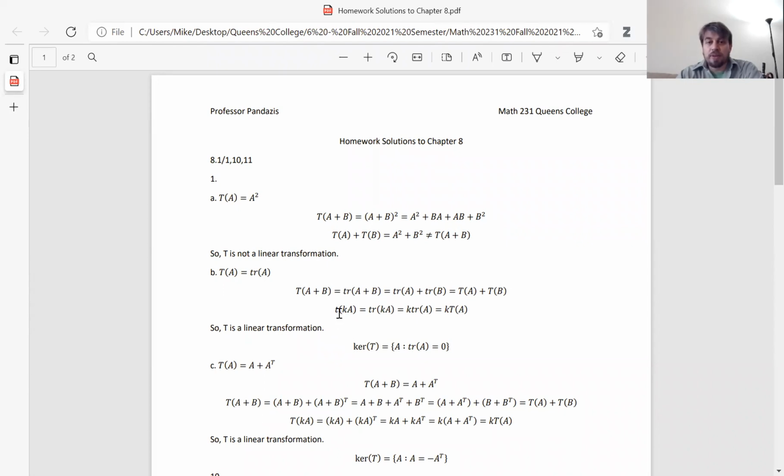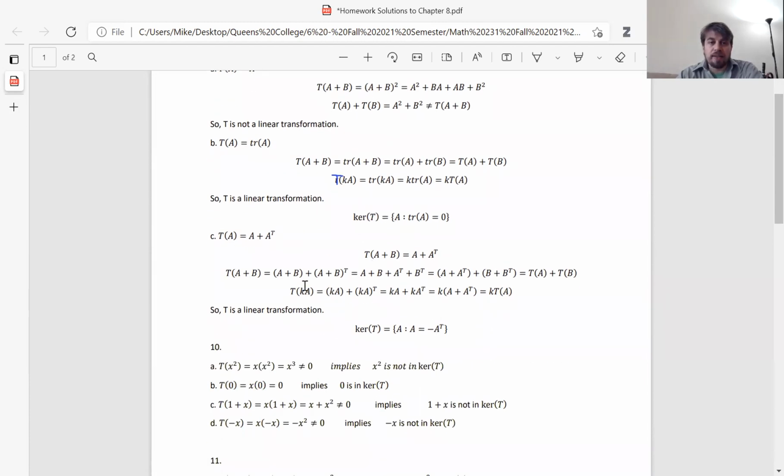Then if you take the trace of K times A, sorry, this is capital T. That's just a capital T here. It's capital T, okay? So in the file, that's a capital T. So capital T of KA is equal to the trace of KA, which equals K times the trace of A, which equals K times T of A. Okay, and so T is a linear transformation. And now the kernel of T is just the set of all matrices A whose trace is 0.